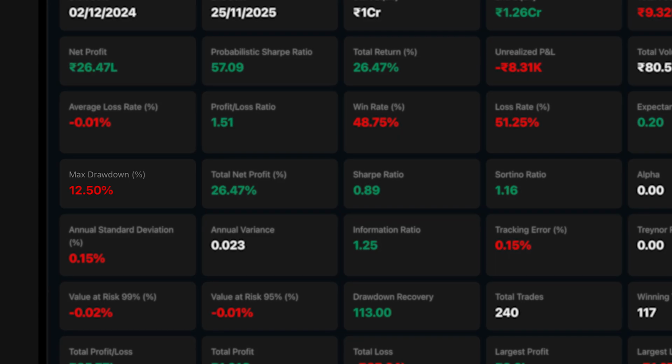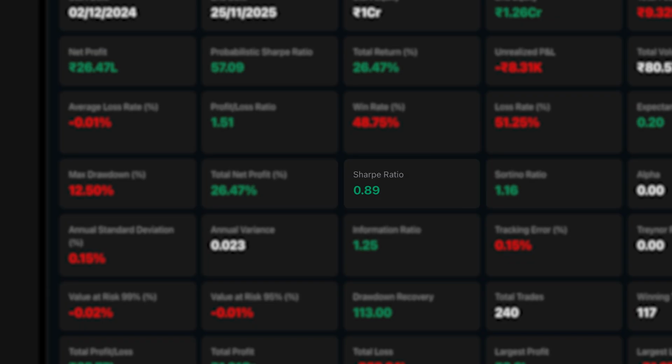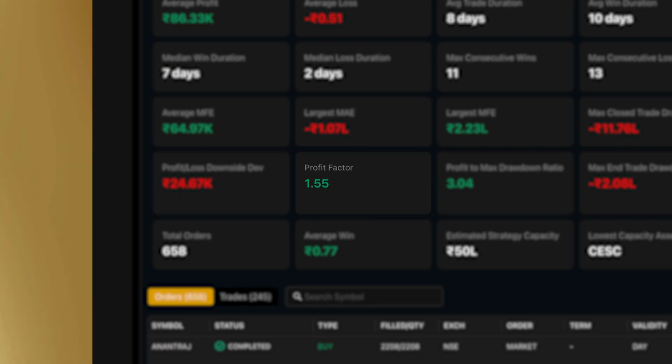From a risk standpoint, the strategy experienced a maximum drawdown of around 12%, achieved a Sharpe ratio of 0.89, a Sortino ratio of 1, and maintained a profit factor of 1.5, highlighting a strong risk-adjusted performance profile. It participates in mean reversion only when the larger trend is still intact, with risk controlled at every level.